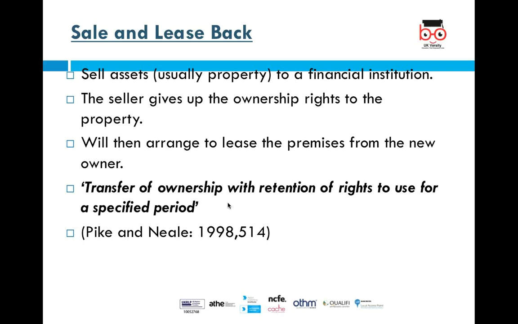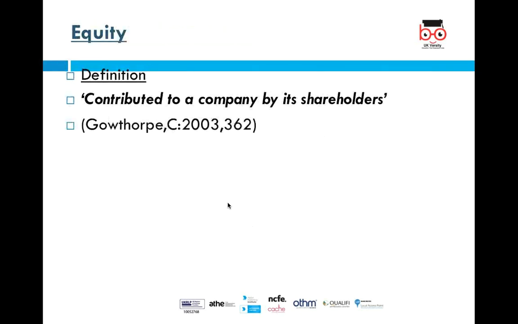Sale and leaseback is kind of close to a mortgage facility, but it's a transfer of ownership with retention of rights to use for a specific period. So for example 20 years or 10 years, the seller gives up their ownership rights to the property and then arranges a lease of the premises from the new owner. So that's a different kind of arrangement: sale and leaseback.